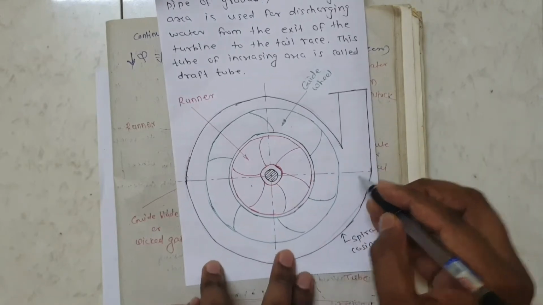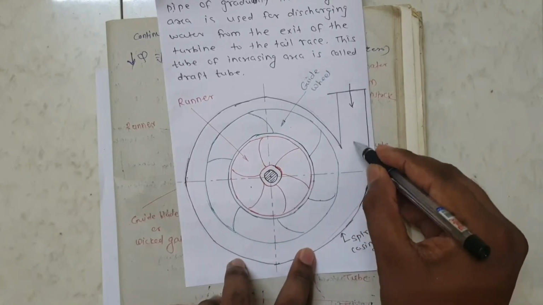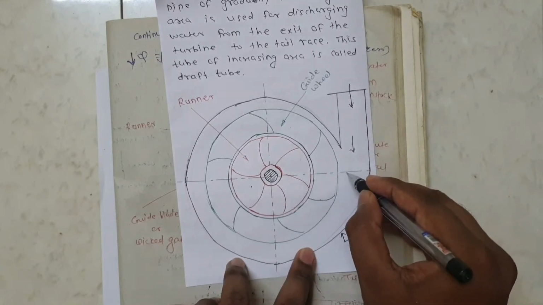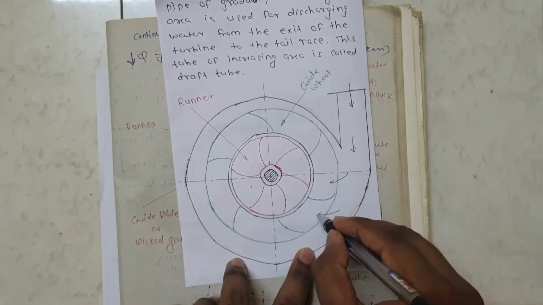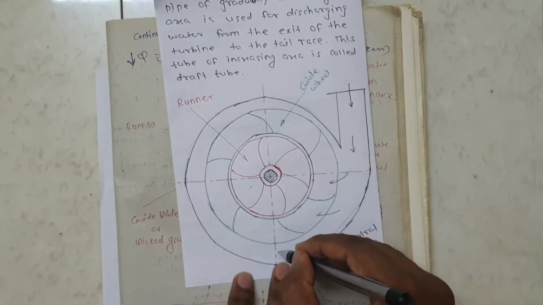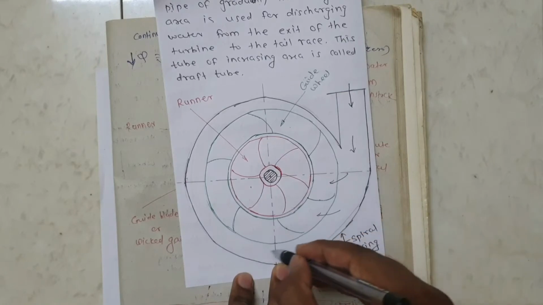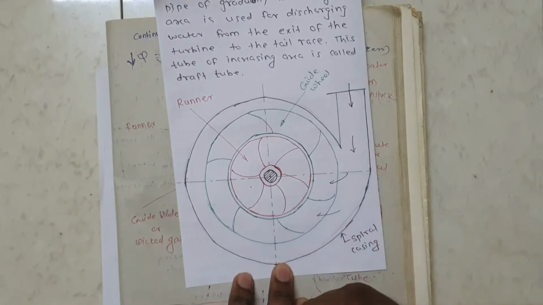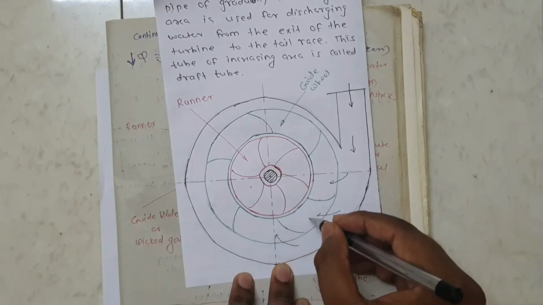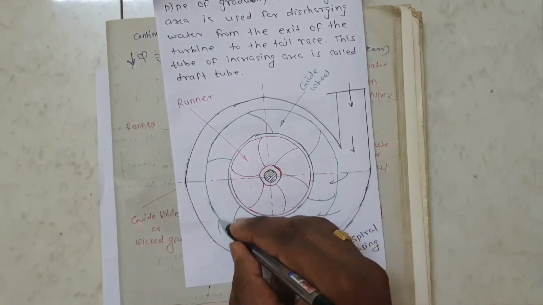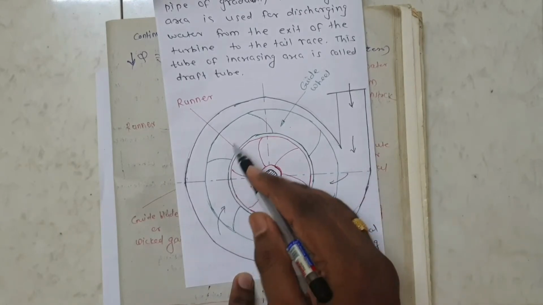The water from the penstock is coming in this way. Some part of the water is moving towards the guide wheel or guide vanes. As the water moves forward, the quantity of water decreases because some amount of water is moving inside towards the runner through the guide wheel. This green part is the guide wheel.